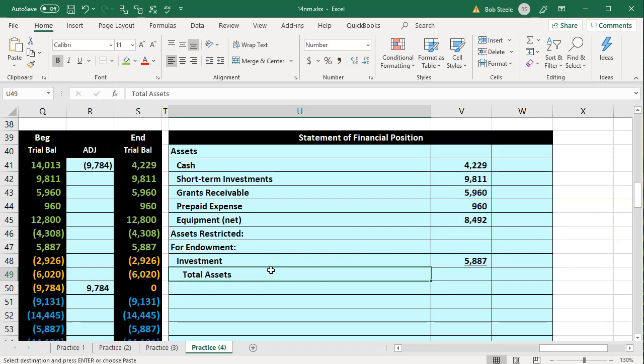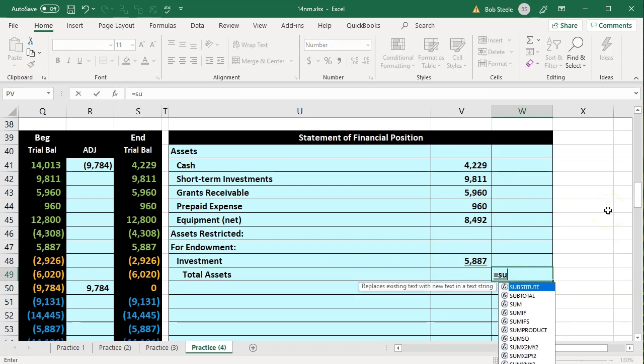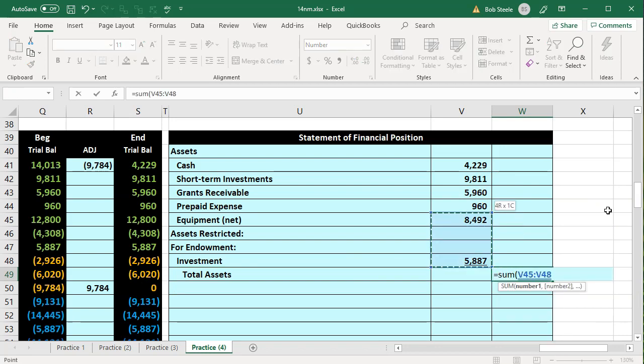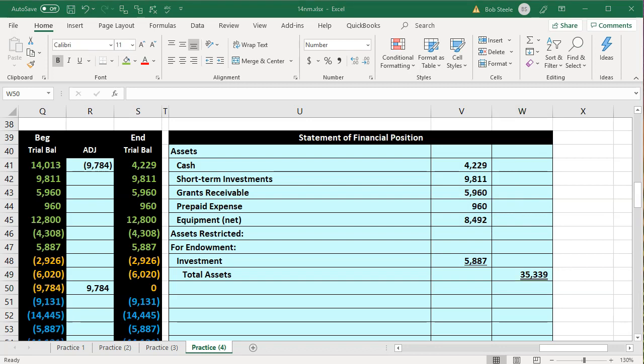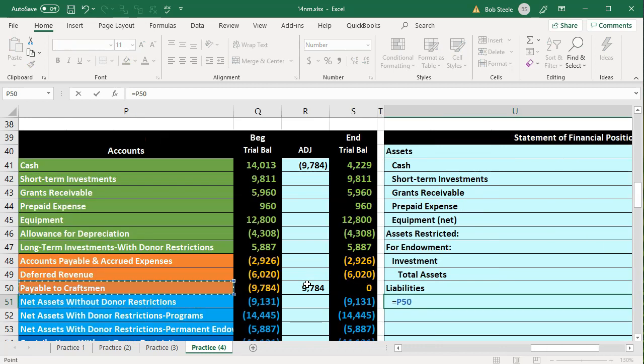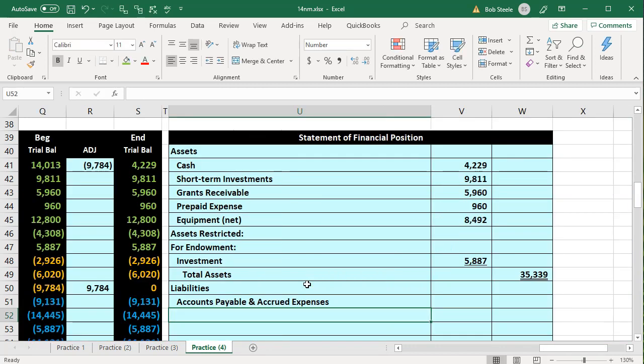So we'll have the total assets here, and I'm going to sum up this entire column. This is going to be equals the sum, using the trusty sum function, of the entire column, of the 35,339. Next, we're going to have, of course, the liabilities. So liabilities in orange. I'm going to pick up the first liability, which will be the accounts payable and accrued expenses. We're going to pull them into the inner column, not because they're debits and credits, but because we want to have the subcategorization.